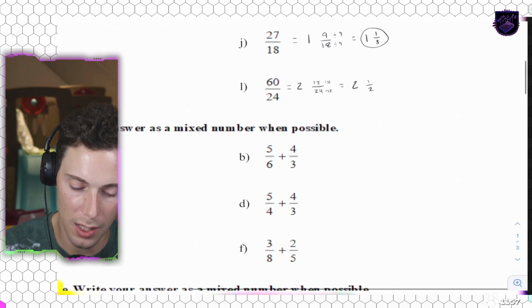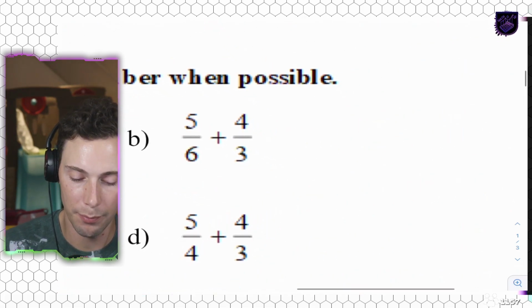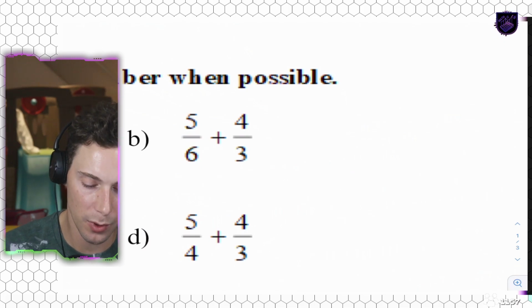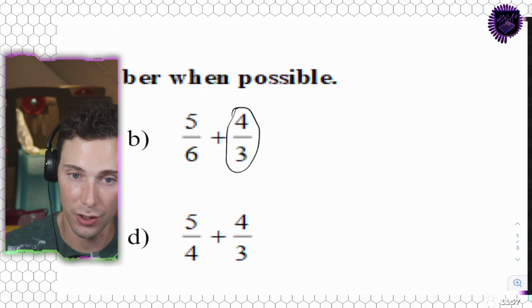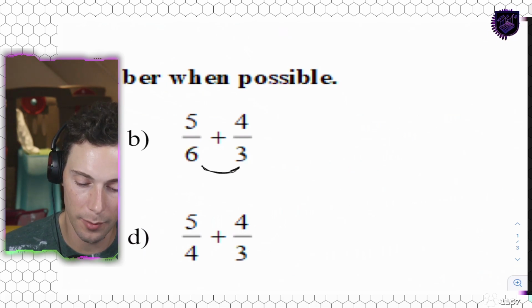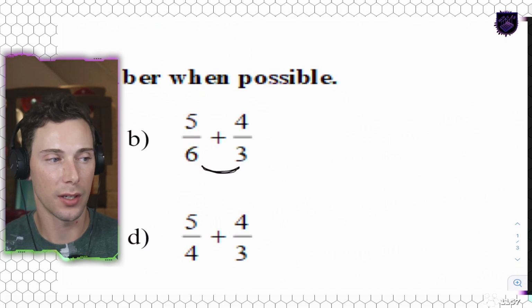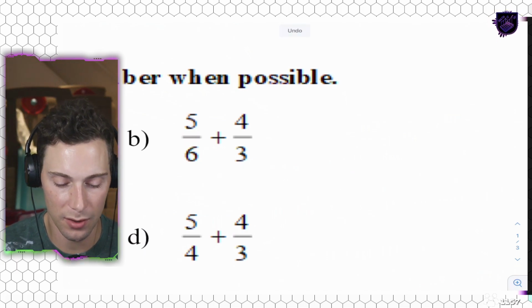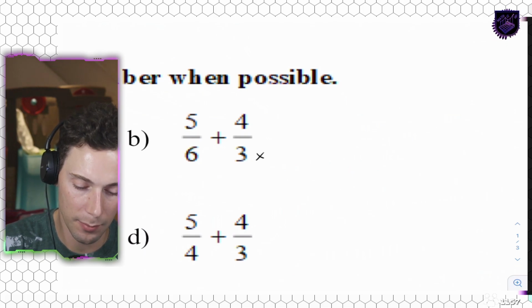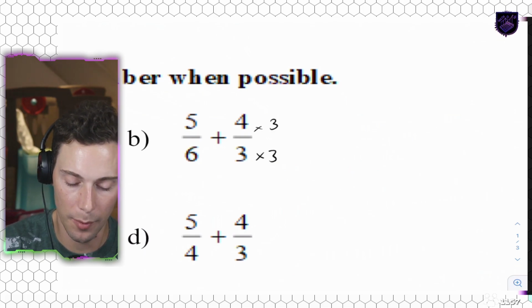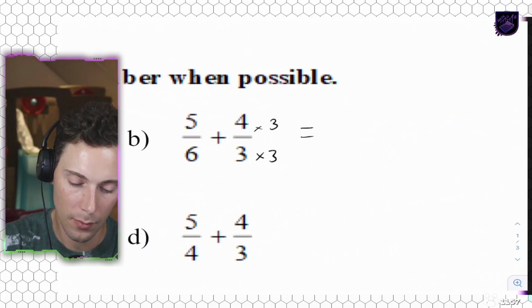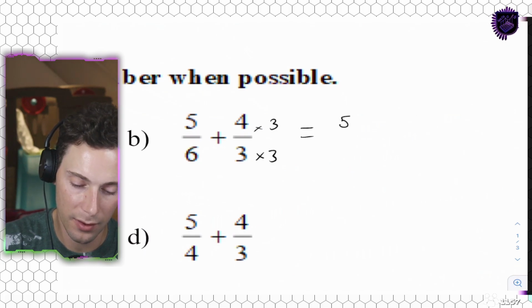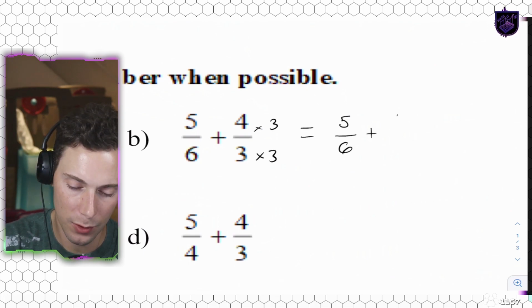Let's do B. 2B. 5/6 and 4/3. We can just work with 1/2 of this equation because there's a greatest common factor between 3 and 6, where 6 is a multiple of 3. So we can just multiply this side by 3 to turn it into 6 to have a common denominator. And then we're going to rewrite our fraction. It's going to be equal to 5/6 plus 12/6. Whoa.